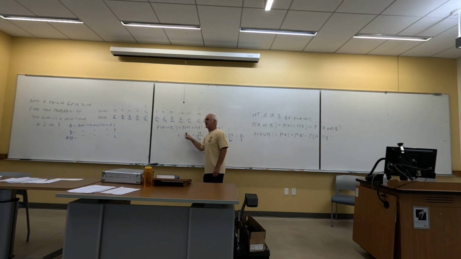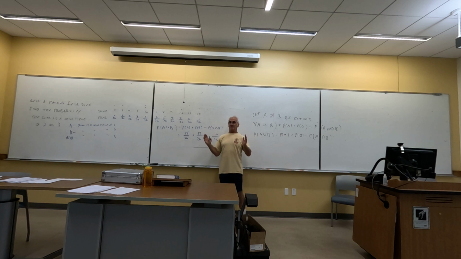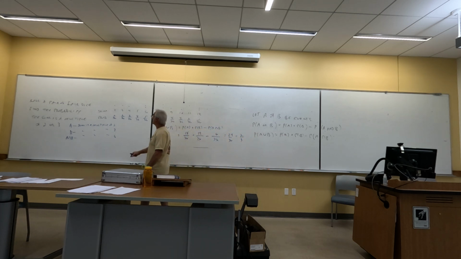I counted these, literally, didn't I? Now, could I have listed the set that included all the outcomes? Yeah, I could have done 1,1, right? 1,1, 1,2, 2,1, 1,3, 2,2, 3,1. I don't want to do that.